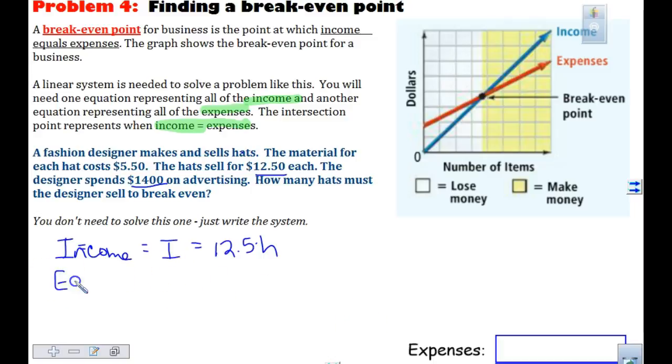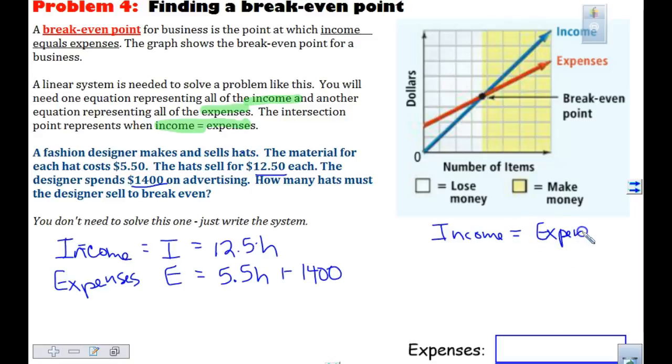Now we want to look at our expenses. So this is where it costs her money. How much is it costing her to do this? For each hat, it costs her $5.50 a hat, right? Plus, she's also spent how much money on advertising? $1,400. This is so perfect to use our substitution. And it tells us, put income equal to expenses, okay?